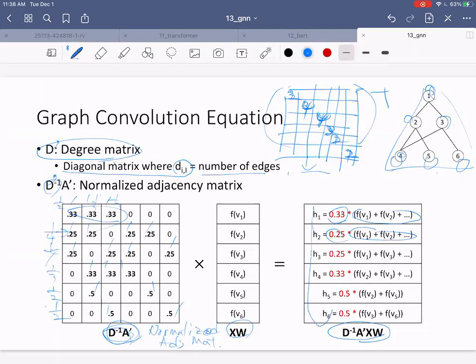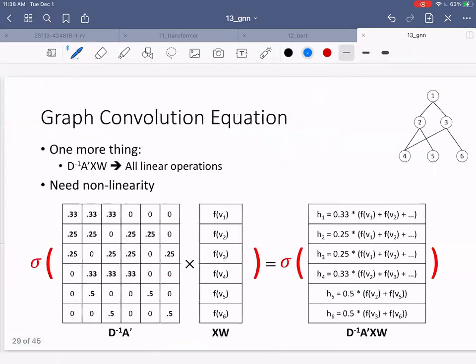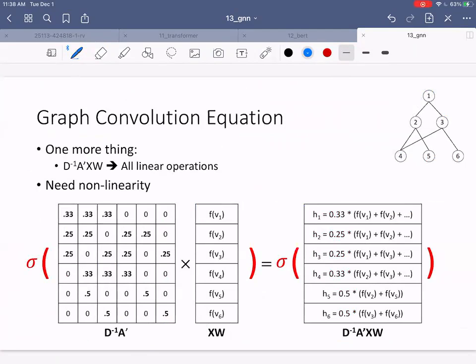So now this one is a normalized node representation vectors. But this is still not enough, because all the operations so far were linear operations. D inverse A prime X W, these are all just matrices, and what we did so far was just a bunch of matrix multiplications. So we simply need a nonlinearity, and how we do it is we encapsulate the entire thing with some nonlinear function. Could be ReLU, could be sigmoid, could be tanh, up to you.